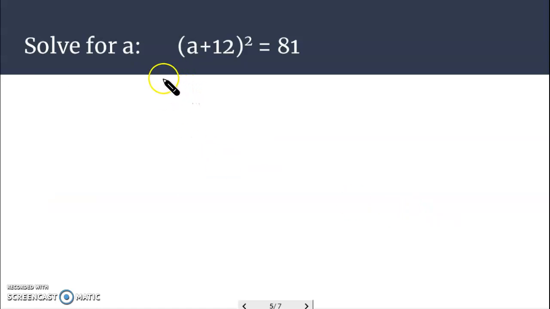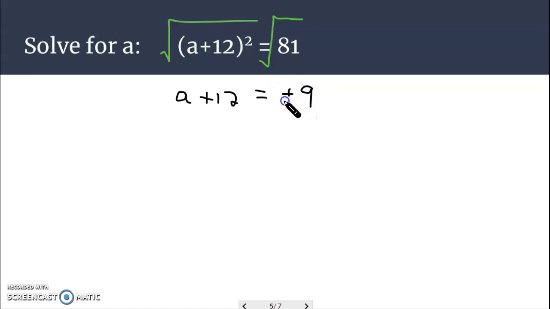Now I have a plus 12 quantity squared equals 81. Notice this time the quantity is squared. In order to undo the square, take the square root. And now that gives us a plus 12 by itself. Square root of 81 is 9, but there's always the plus or minus possibility.